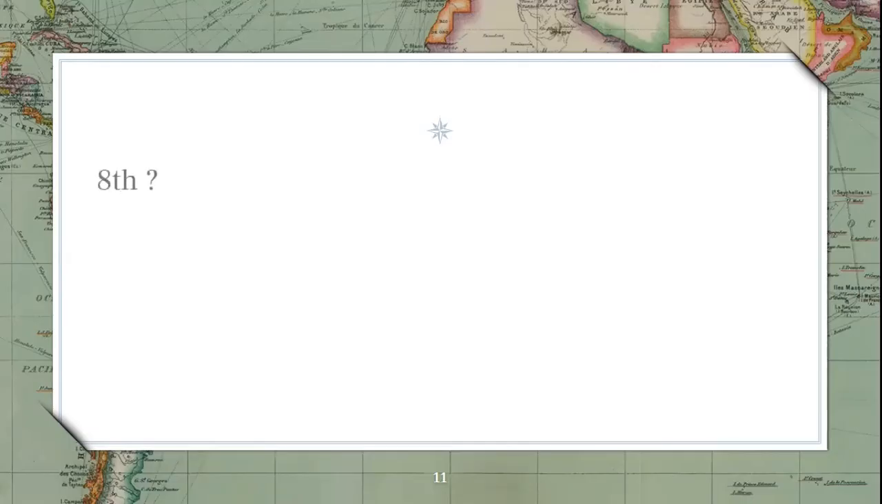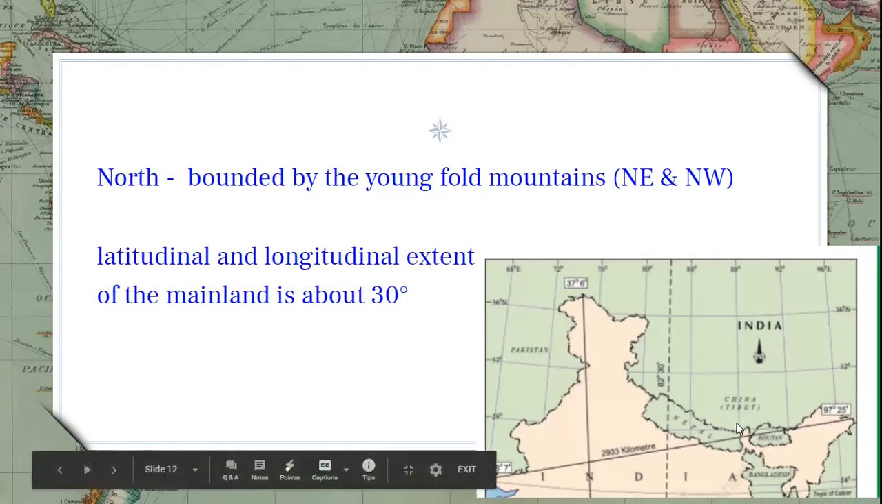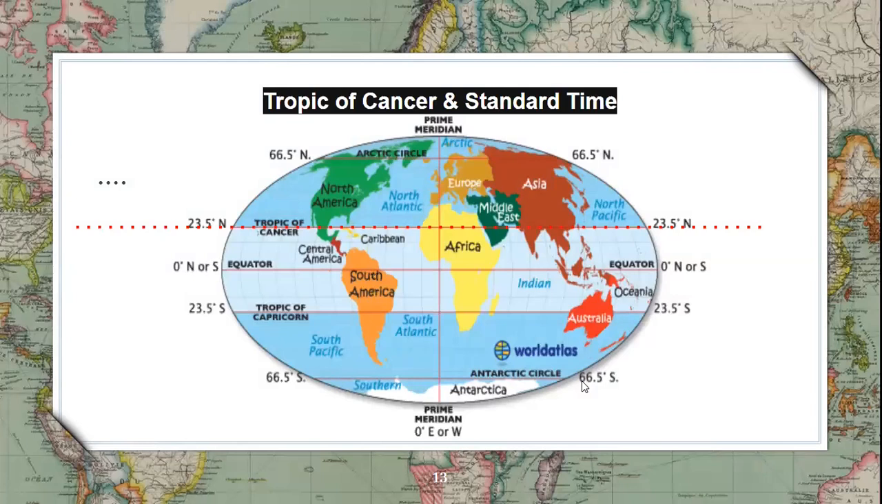When we look at the Indian landmass, on the north side, northwest as well as northeast, we are bounded by the young fold mountain, that is the Great Himalaya. When we consider India's latitudinal as well as longitudinal extent of the mainland, it is about 30 degrees. So now let's learn about the Tropic of Cancer and Standard Meridian.